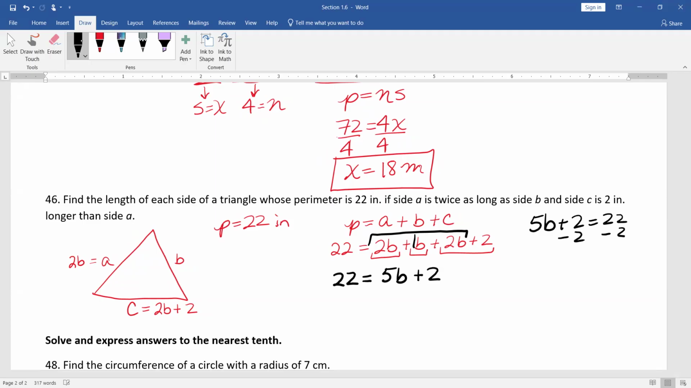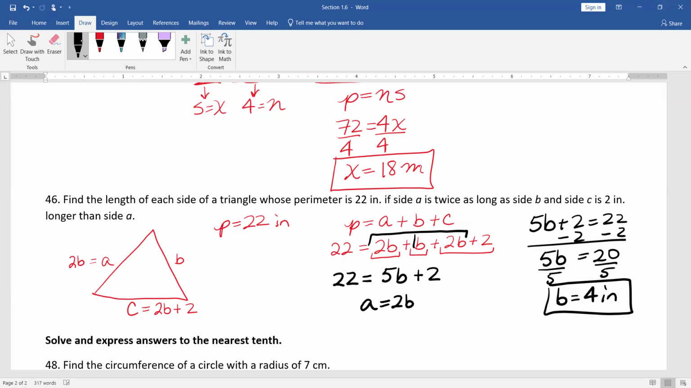Subtract the 2 from both sides, and I get 5b. I hate that variable. It always looks like a 6. 5b equals 20. And then when you divide both sides by 5 to get b by itself, you get b equals 4. And this is in inches. So if b is 4 inches, that's my first. A is 2b, so that's 2 times 4. So A equals 8 inches.